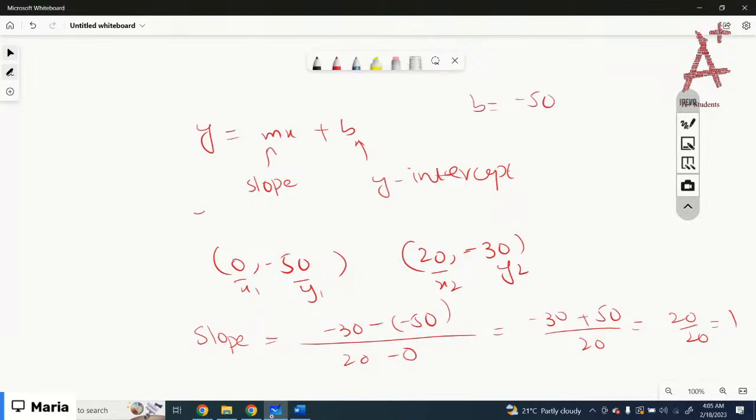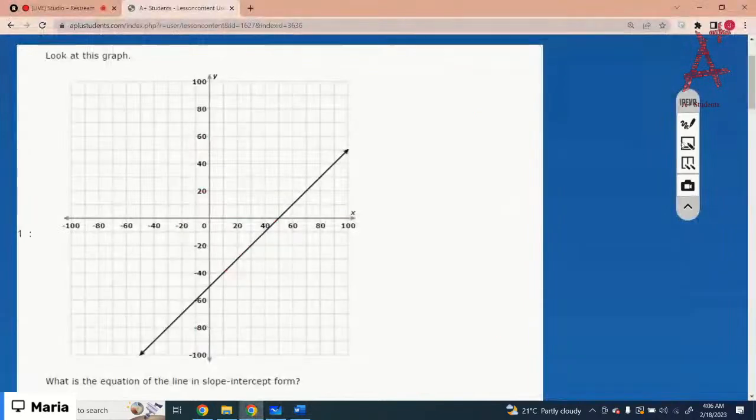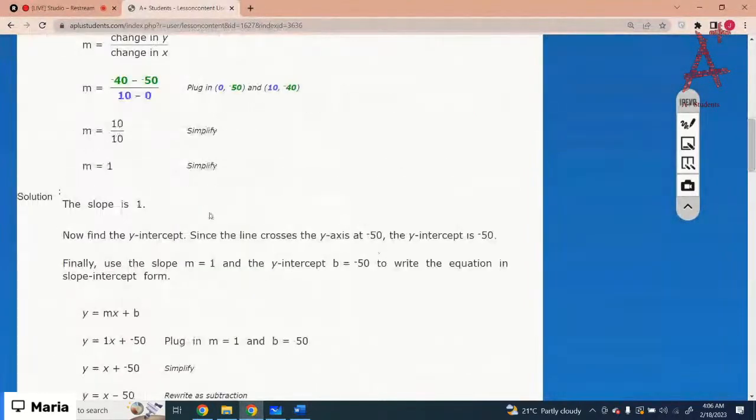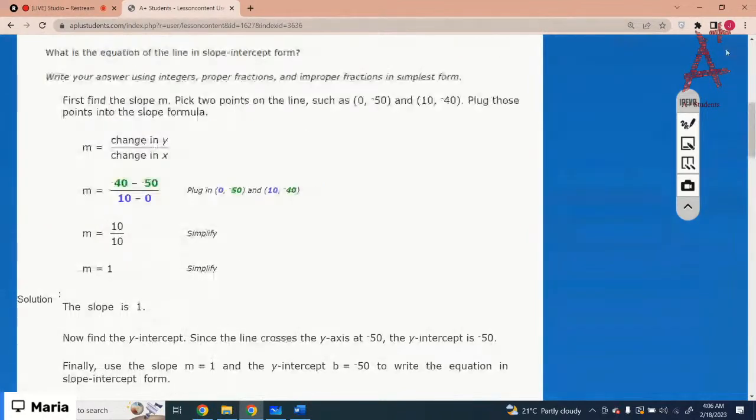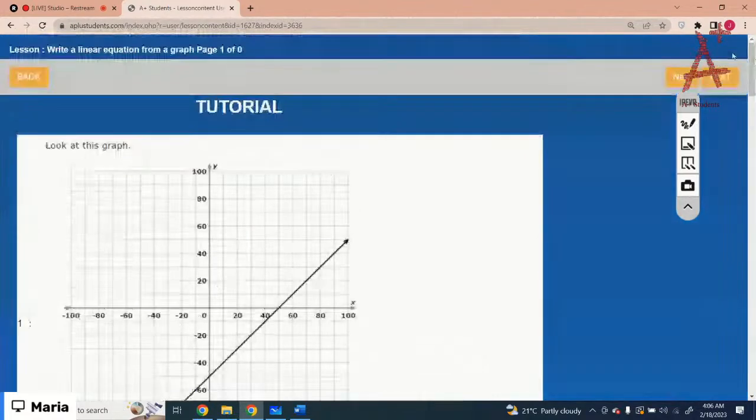So just put the values in the equation. y equals mx plus b, where m is 1 and b is negative 50. So the equation is y equals 1x minus 50. Here you have the slope is 1 and here you have the equation y equals x minus 50. Either you can write the 1x or you don't write it. It is actually the same. Let's start with the test questions so that we can do practice questions.